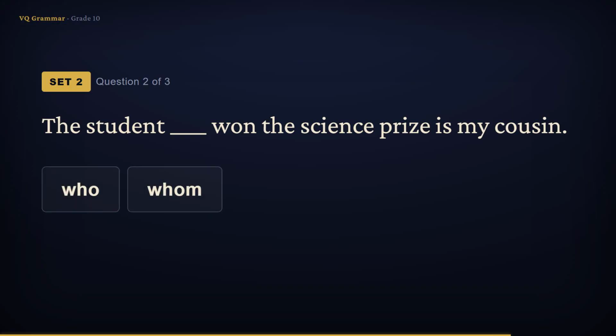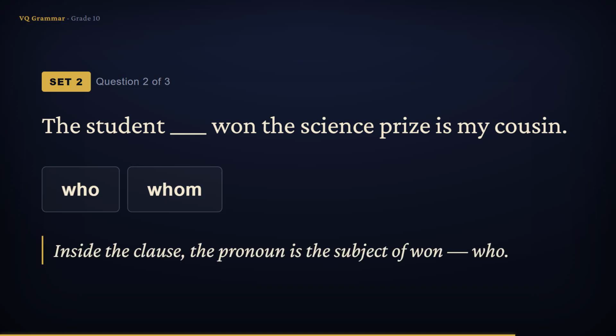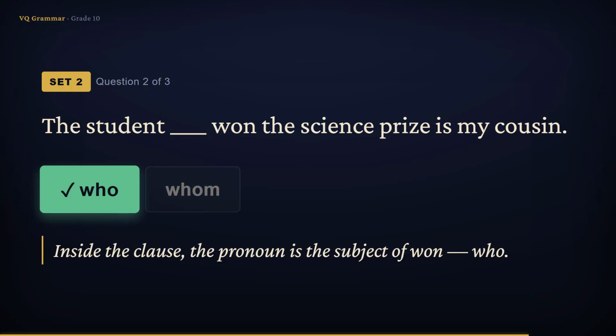The student blank won the science prize is my cousin. Find the clause. Blank won the science prize. Inside it, the pronoun does the winning, so it is the subject of won. He won the prize. He fits, so the answer is who.